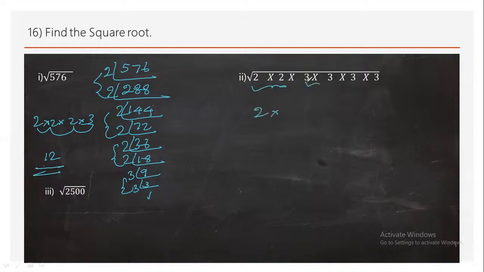2 into 3 into 3: 2 times 3, 6 times 3, 18. Then 25, 5, 0, 50. Now the square root of 25 is 5 and the 2 zeros are here. Take 1 from this, then the square root of 2500 is 50.